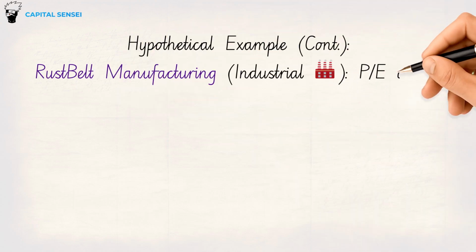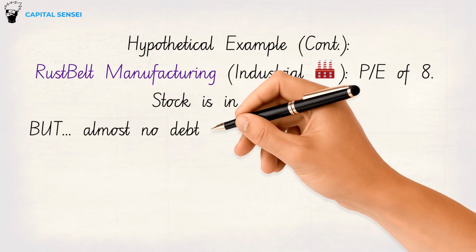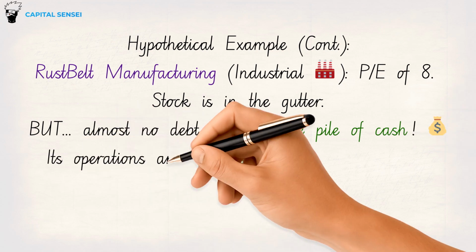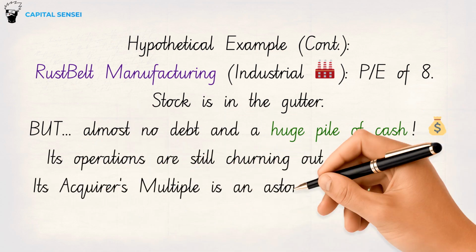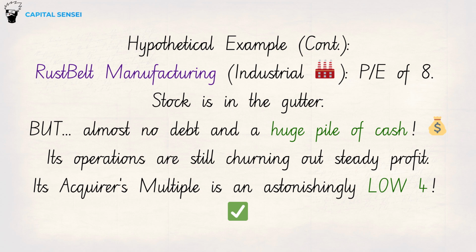Now let's look at Rusbelt Manufacturing. Its stock is in the gutter. The industry is facing headwinds from foreign competition, and they just announced they are closing a factory. The news is all doom and gloom. Its PE ratio is a lowly 8. No one wants to touch it.